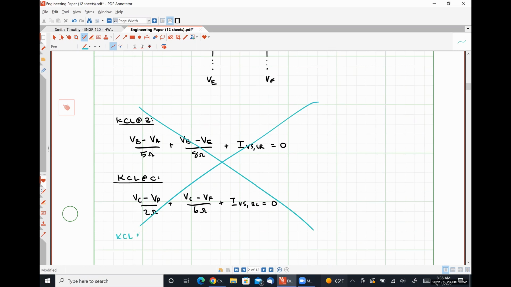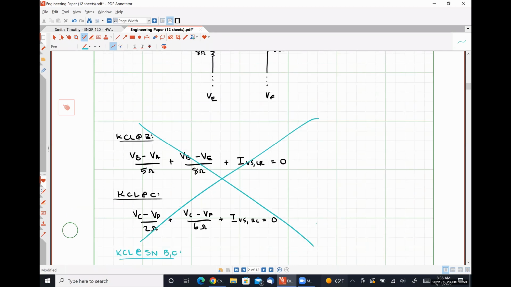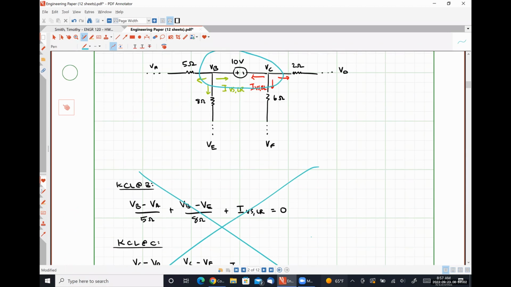KCL at supernode BC, and that would be (VB minus VA) over 5 plus (VB minus VE) over 8 plus (VC minus VF) over 6 plus (VC minus VD) over 2. The exact same thing we would get if we added those individual KCL equations together, okay? So that is the supernode technique, and that's what we're going to have to do for most voltage sources.